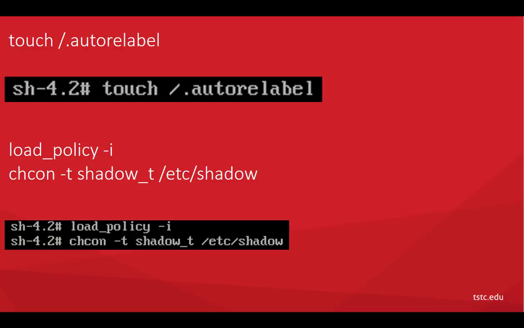Finally, you can do one of two steps to finish. You can either type touch /.autorelabel and hit enter, or you can type load_policy -i, enter, and then chcon -t shadow_t /etc/shadow and then enter. Doing either the first command or the other two commands will accomplish the same thing. Now you just need to reset your virtual machine and you can log in now successfully.